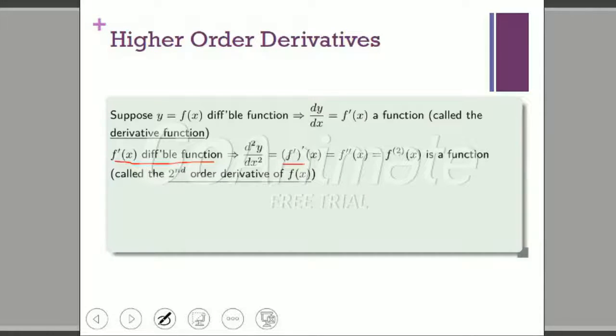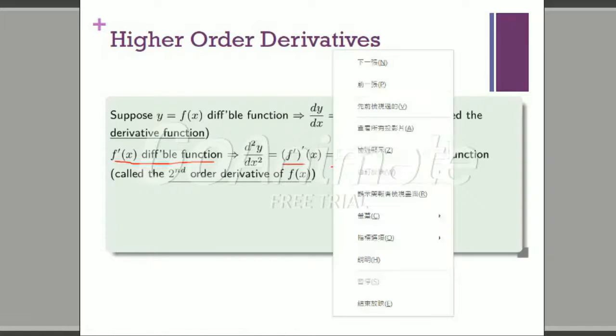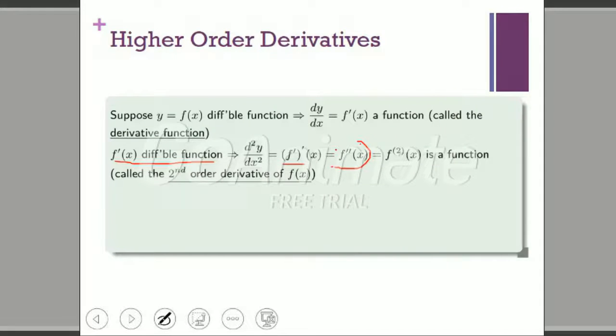and we're going to denote it by f double prime of x, or f superscript 2 of x, or just d squared y over dx squared. So these are all notations for the second derivative, which is the derivative of the derivative function. And similarly, this second derivative is itself a function, which is of course called the second derivative.